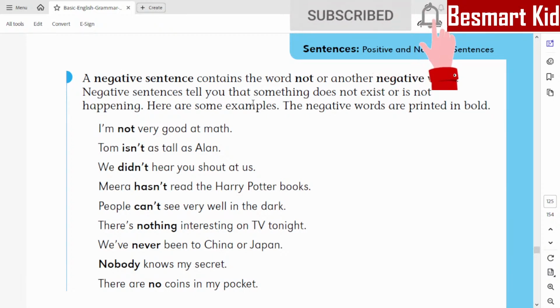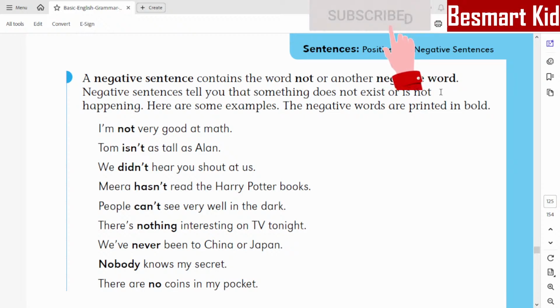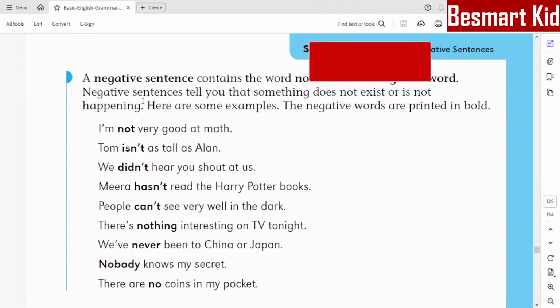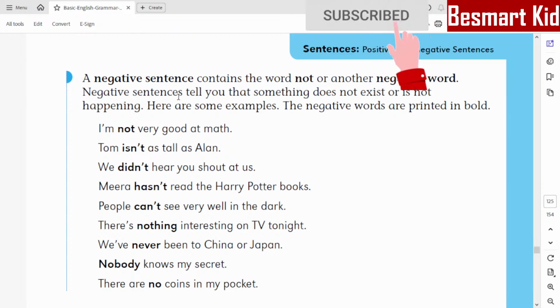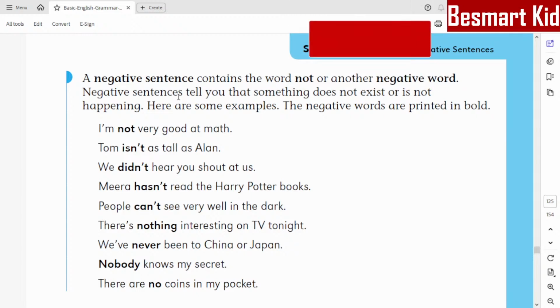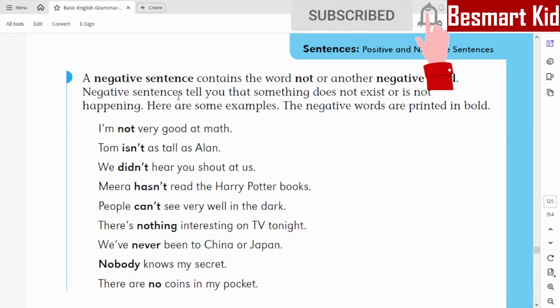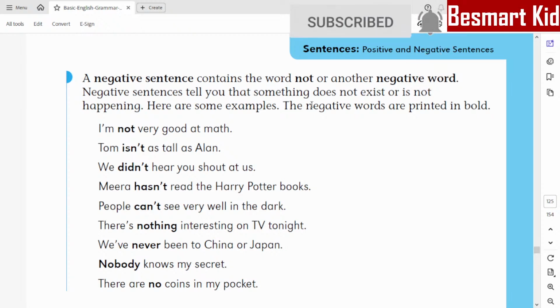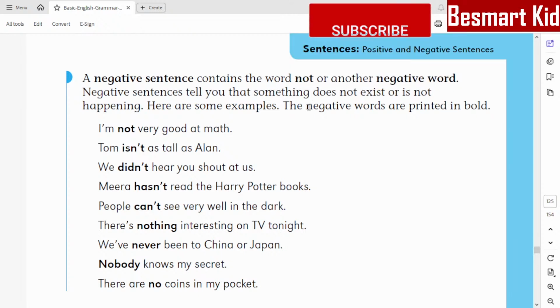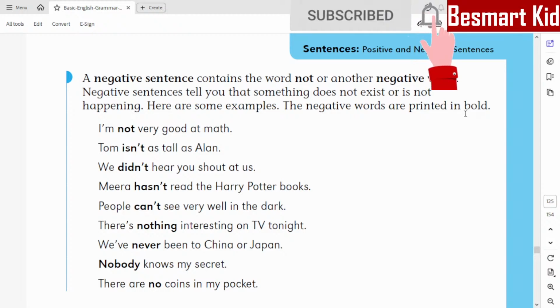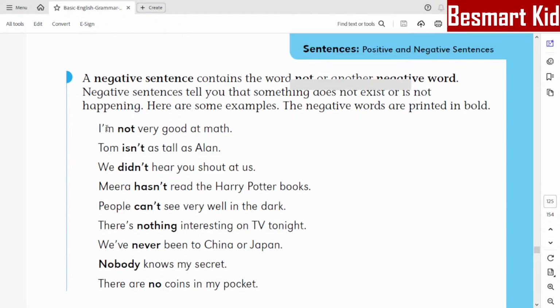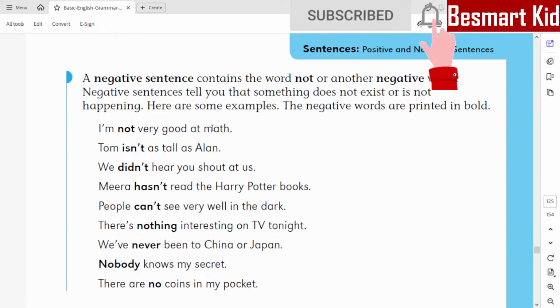A negative sentence contains the word not or other negative words. Negative sentences tell you that something does not exist or is not happening. Here are some examples. The negative words are printed in bold. First, I'm not very good at math.